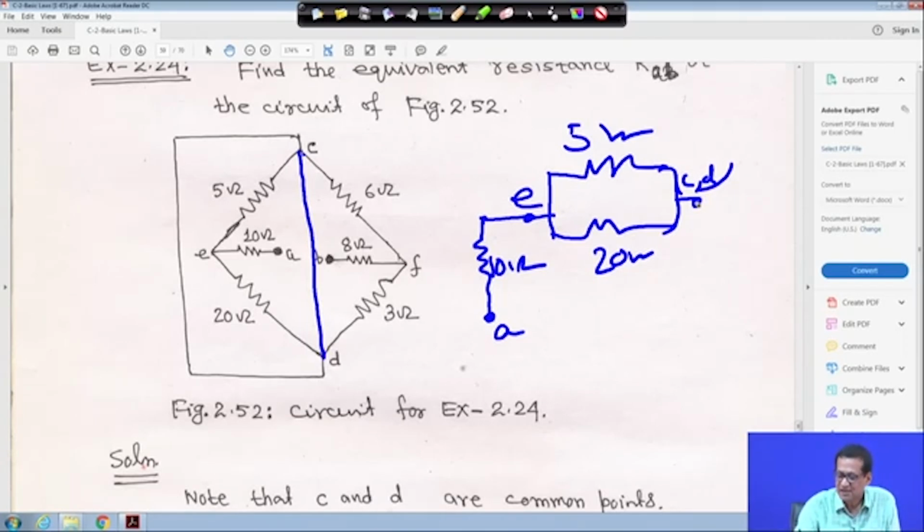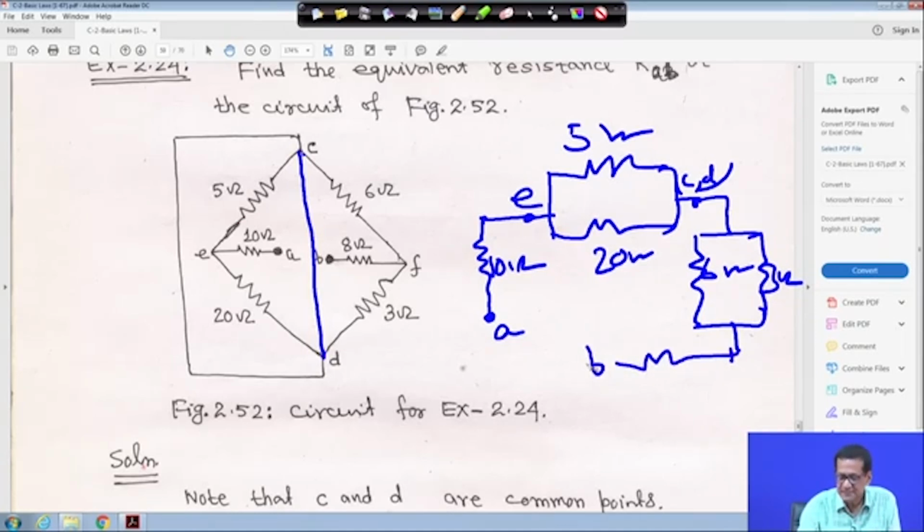Similarly, I am making it here. C to F, if this point is F, is 6 ohm, and similarly this one is 3 ohm. This point is A, and this other point is B, and B to F is 8 ohm. So, this is actually a series parallel combination of the circuit.